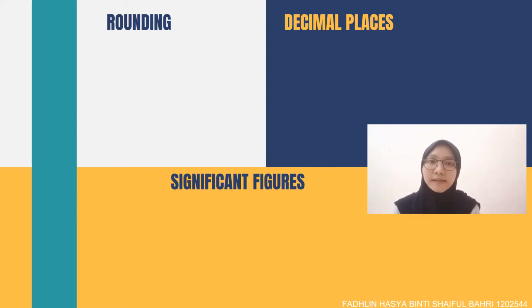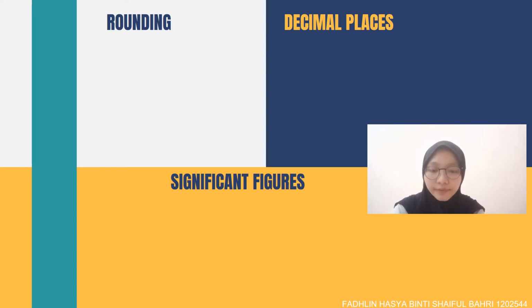Okay, next is decimal places. Decimal places are important to make sure that we have a more accurate value than just a round number. When we are doing an experiment in the lab and we have to measure a volume of a solution by using apparatus like a burette or volumetric flask, the result has to be in decimal places in order to obtain a more accurate measurement. So that's how important decimal places are.